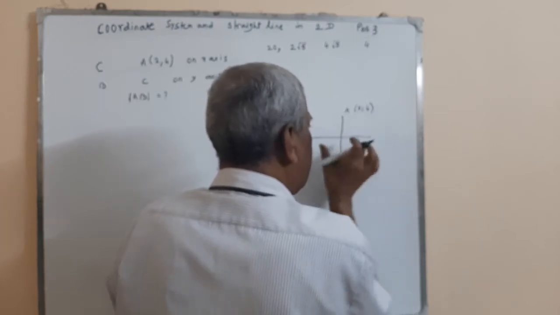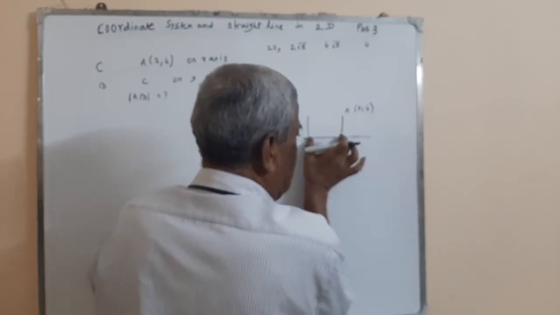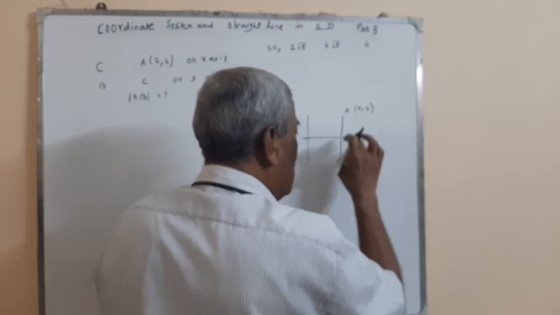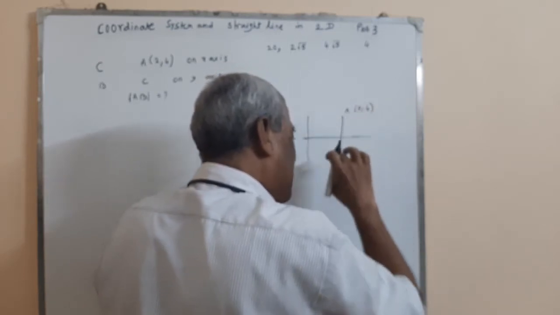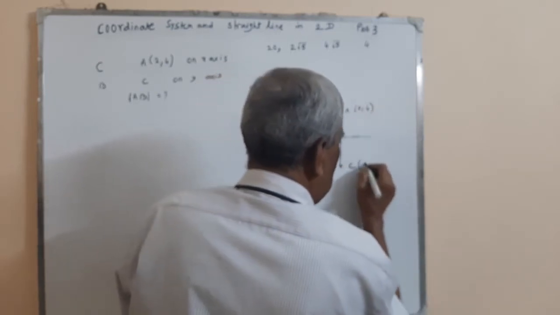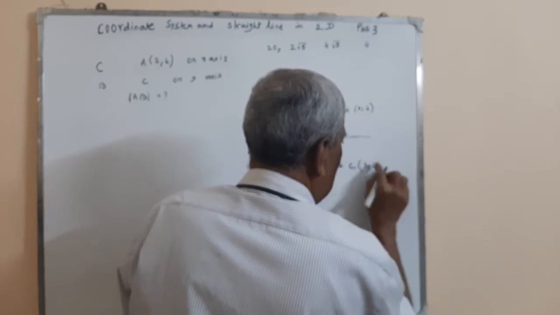It is nothing but its x coordinate is this, that is 2, and y coordinate is 4 but in negative sense. So it is (2, minus 4).